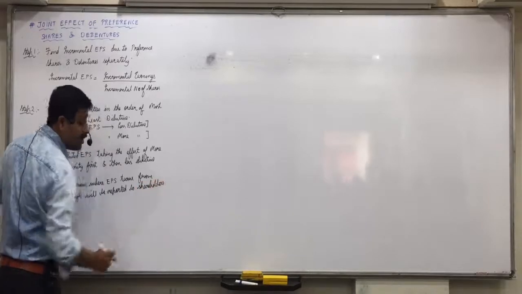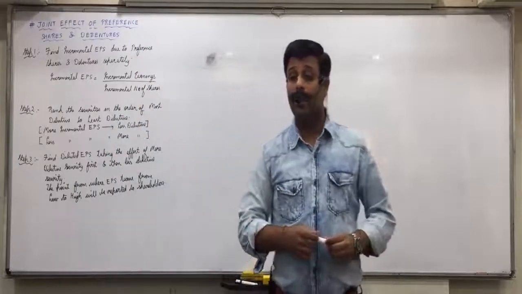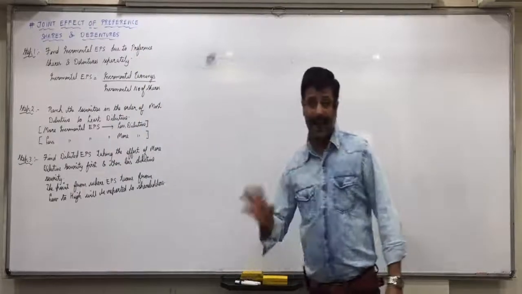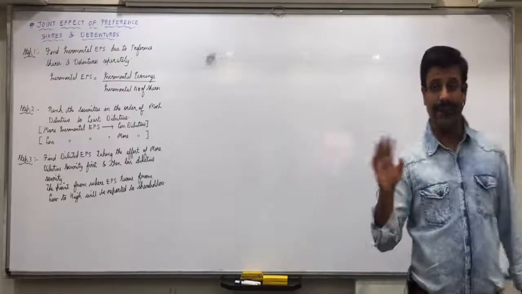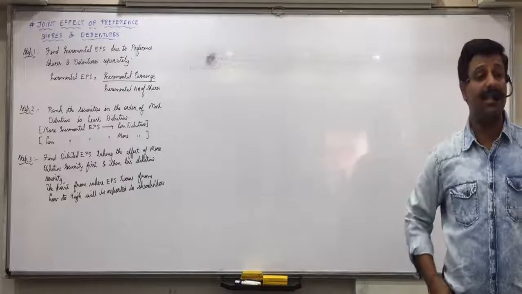And once again, why we cannot add both of them simultaneously? Like in debentures you add interest minus tax, in preference you add dividend, add DDT. Why we cannot add all the 4 and directly find diluted EPS at one point only?